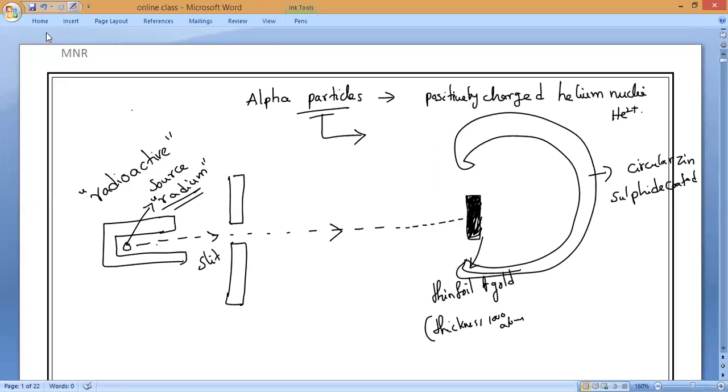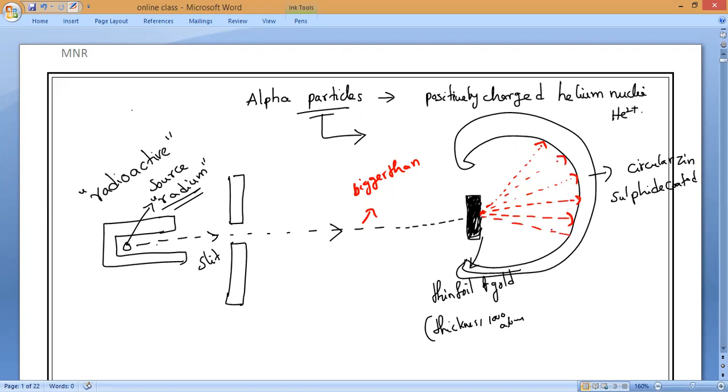Most of the alpha particles, he expected, since alpha particles are bigger than gold atoms, would come back. But surprisingly, he noticed that most of the particles passed through the gold foil and deviated at a certain angle. That was also noticed not by Mr. What's his name? Rutherford. It was noticed by his assistant. What's his name?